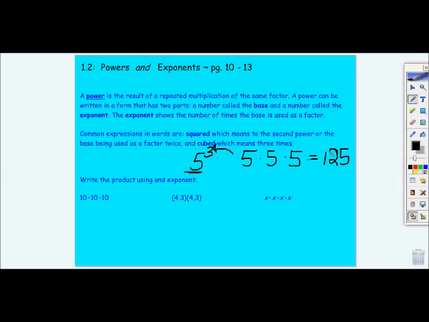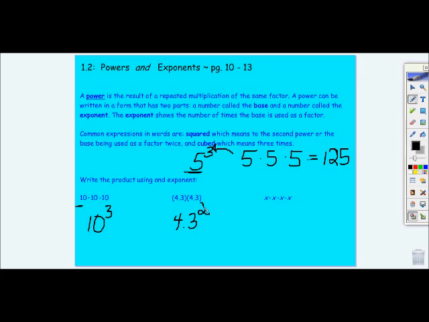So for the first example, it says write the product using an exponent. So we look at our base. Our base is 10. And we look at how many times it's multiplied by itself. It's multiplied by itself 3 times. We would call that 10 cubed. Our next expression is 4.3 and 4.3. So the base, the repeated part, is 4.3, and it's repeated twice. So our exponent is going to be 2, and that would be 4.3 squared.